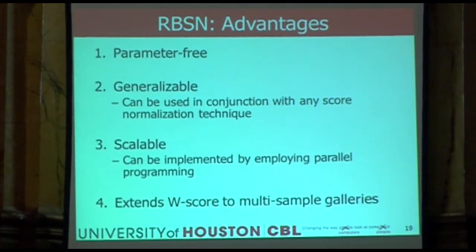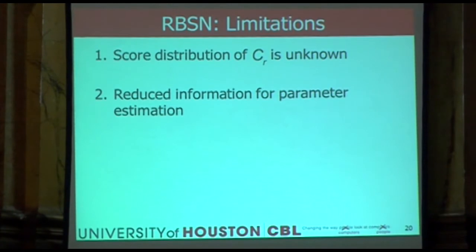Now, which are the advantages of our approach? It's parameter-free. We don't need any parameters. It can be employed in conjunction with any score normalization technique, and it's scalable because we can perform all the computations in parallel. Also, it extends W-score normalization to multi-sample galleries without having to integrate scores before applying the score normalization. However, we cannot make any inferences concerning the distributions of the subsets.